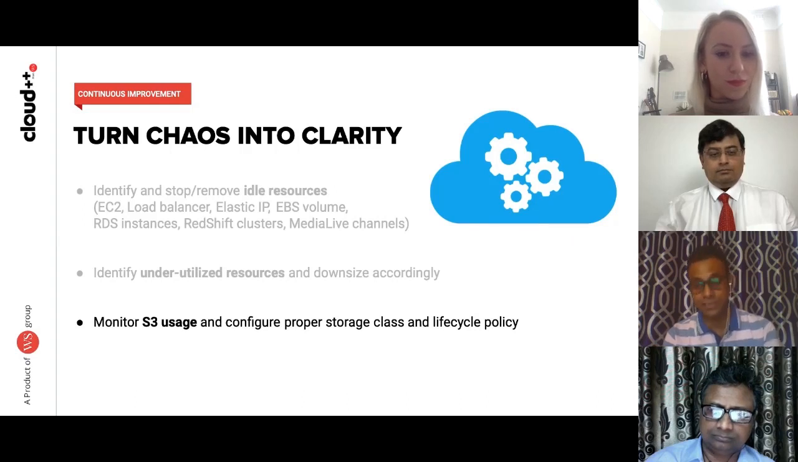Means S3. Okay, because S3 is cheaper than the EBS volumes. And in S3 also there are types of categories actually, according to the usage and its costing.